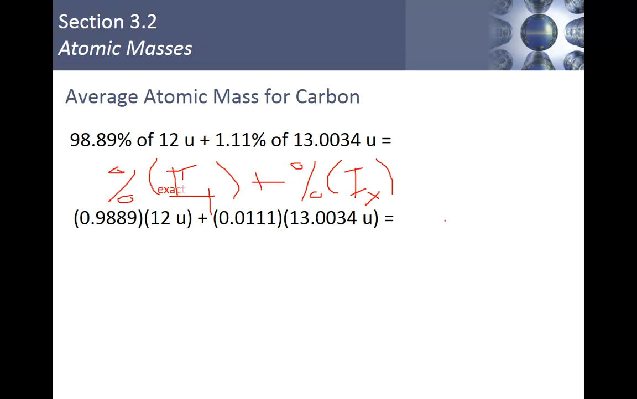Doing that calculation, you would get the answer that is 12.01. So that is the average atomic mass for carbon, and that's why it's listed on the periodic table. This is the average between all of the isotopes, and that's what's listed on the periodic table.